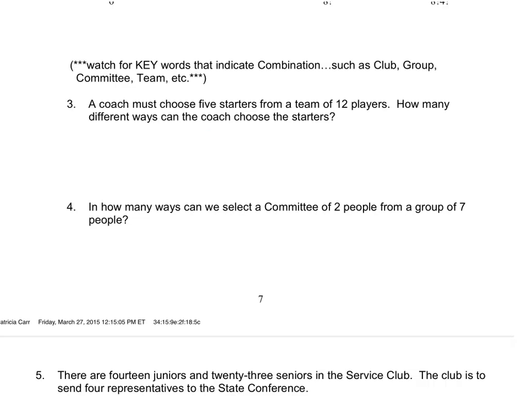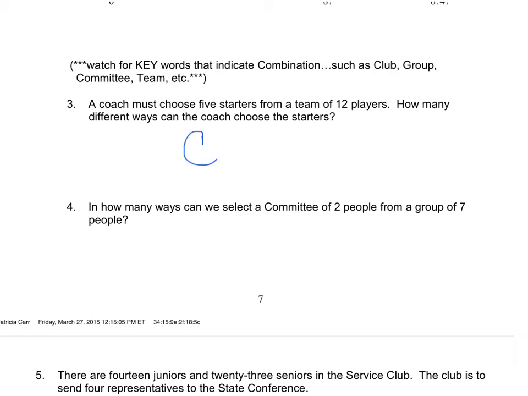All right, let's go on to example number 3. Watch for keywords that indicate combinations such as clubs, groups, committees, teams, etc. All right, a coach must choose 5 starters from a team of 12 players. How many different ways can the coach choose the starters? Well, he's choosing starters from a team. Remember, if you're choosing starters, everybody he chooses is going to be a starter. So order's not important because they're all starters. So it's a combination, okay?